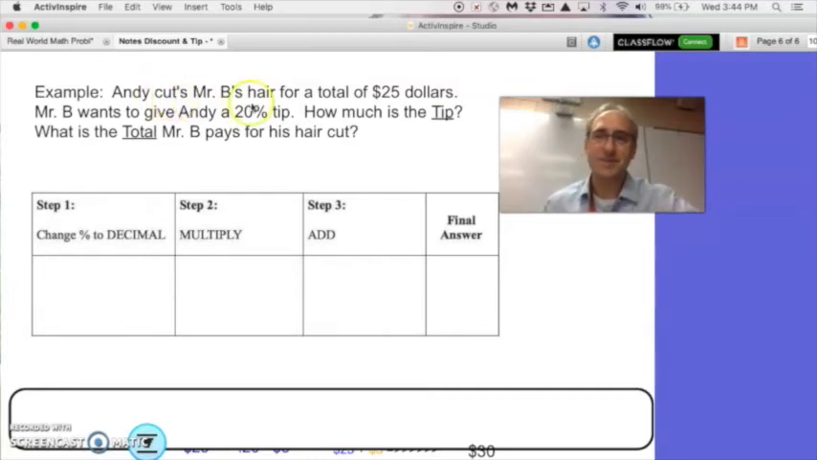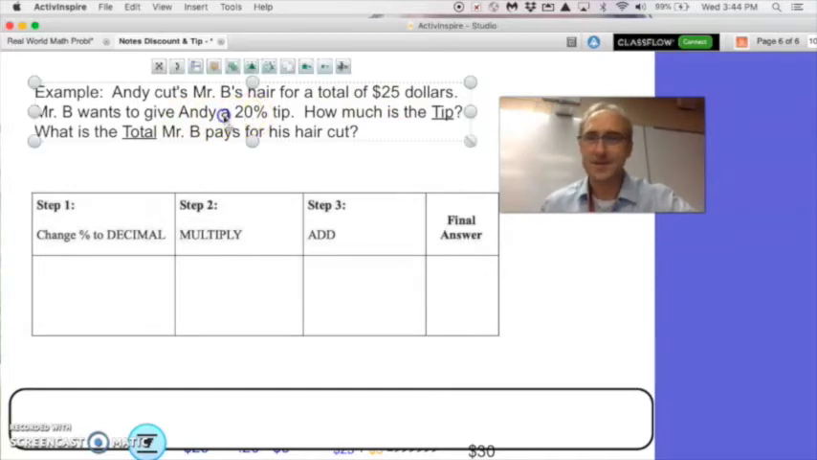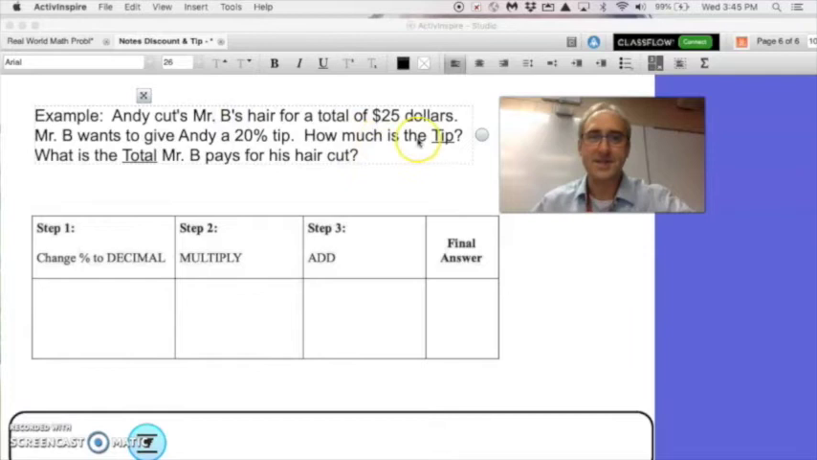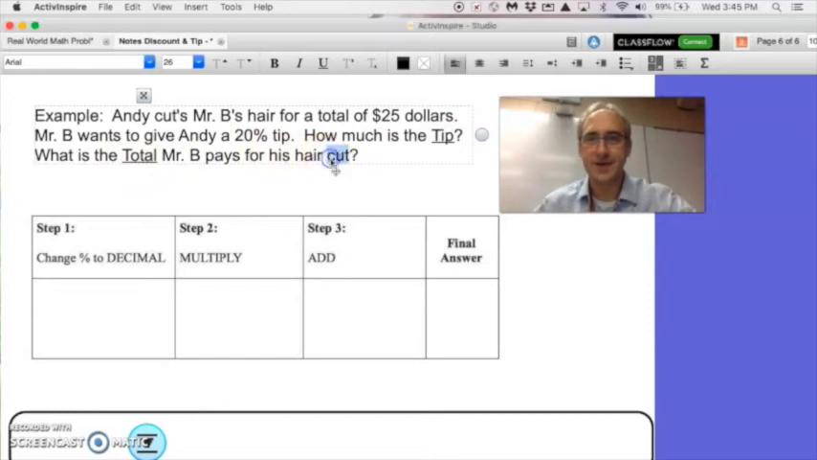Andy cuts Mr. B's hair for a total of $25. Mr. B wants to give Andy a tip of 20%. How much is the tip? We're talking dollars and cents. And what is the total Mr. B pays for his haircut?